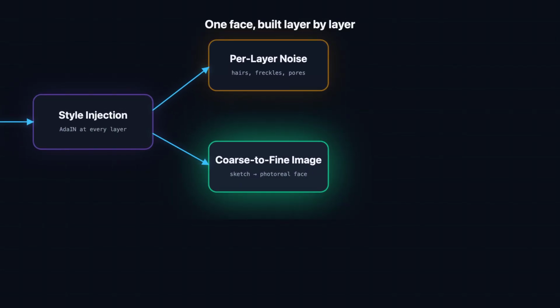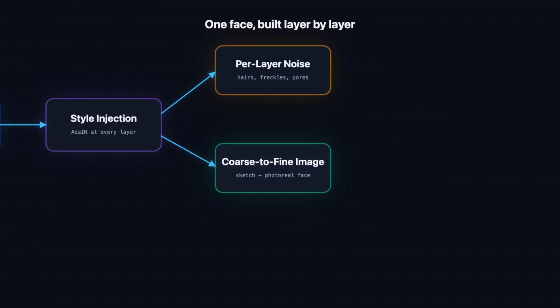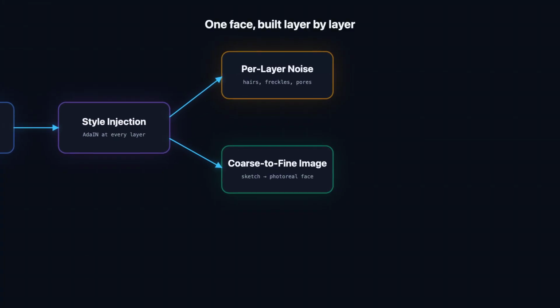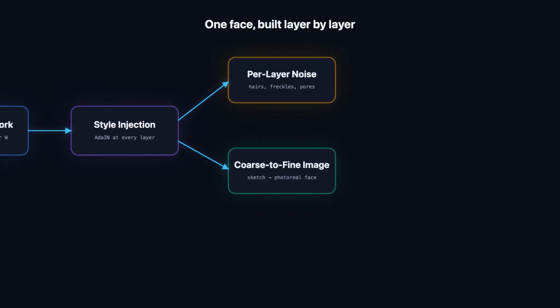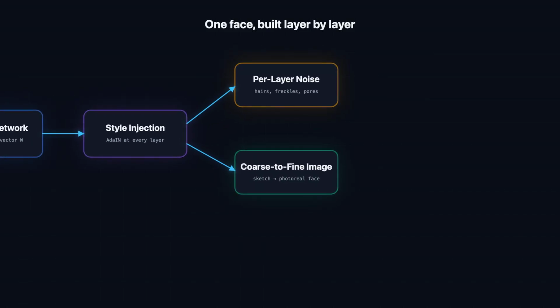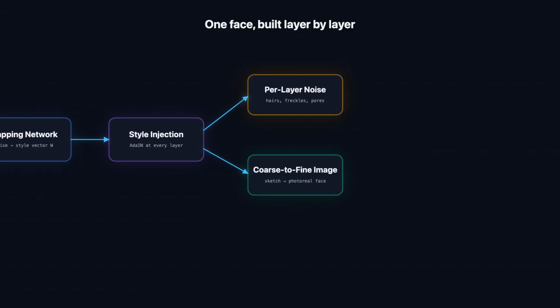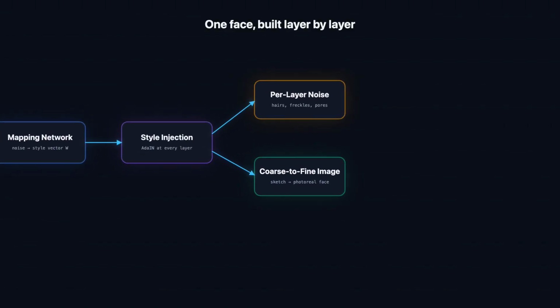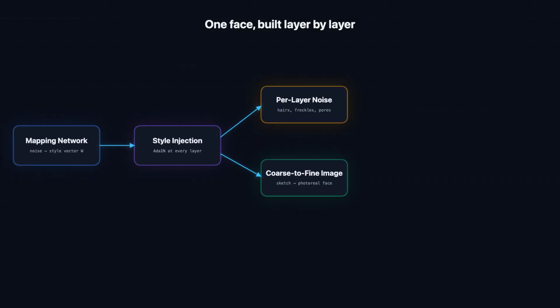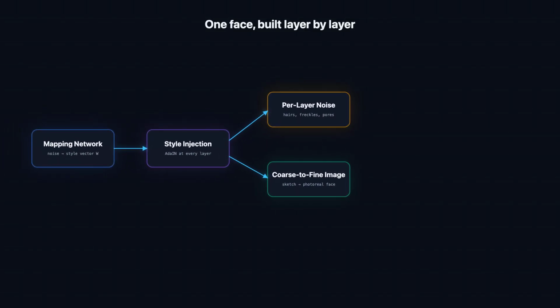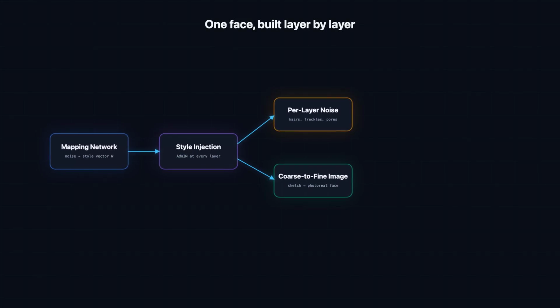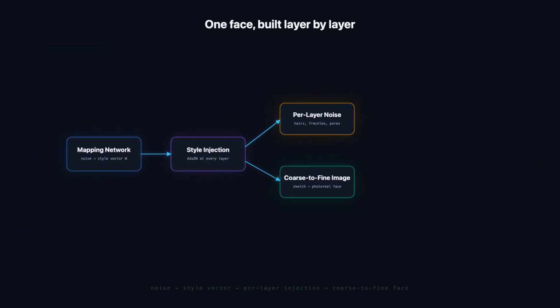Building all of this from coarse to fine is the whole point. The picture starts as a rough low-resolution sketch and sharpens step by step into a full photorealistic face, growing in size at each stage, with the style controlling what appears at each scale along the way. That progression is why the earliest layers and the latest layers end up owning completely different kinds of detail.